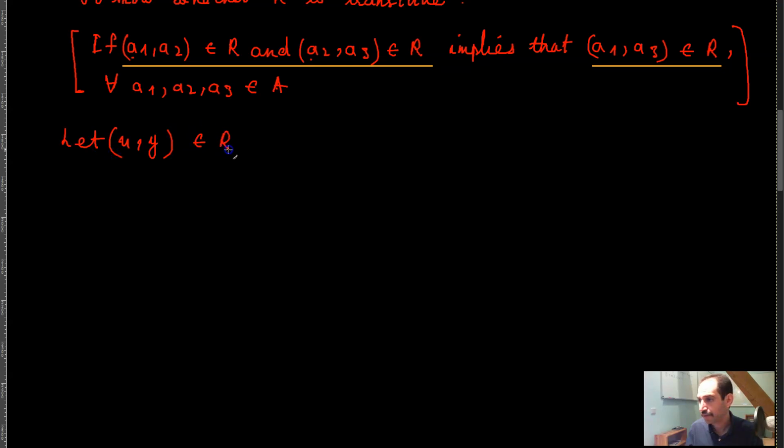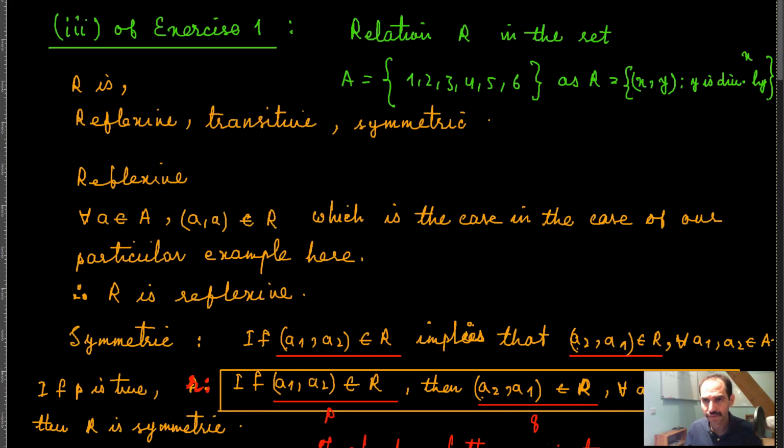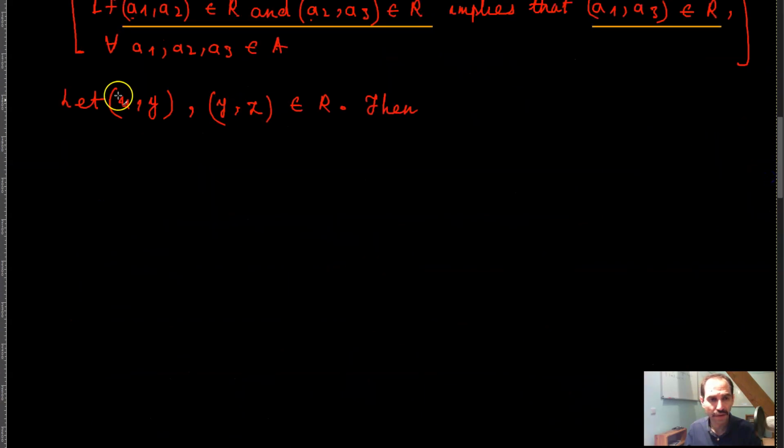to R, and, well, let's say that (x, y) and (y, z) belong to R, then y is divisible by x and z is divisible by y. So y is divisible by x and z is divisible by y, of course, by the rule that we have up here.